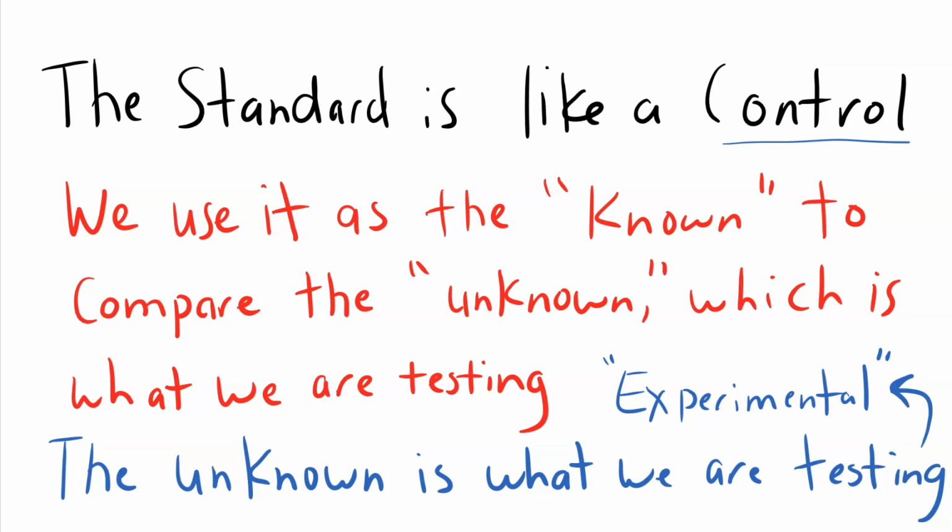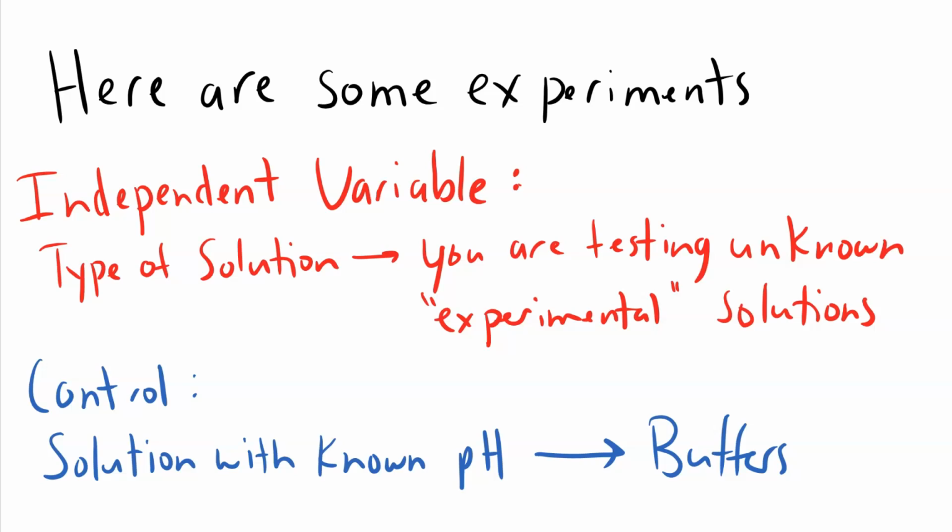So we don't know what color the unknowns will change, but we have already established the color of the known solutions, so we can associate certain pHs with certain colors. Okay, so the experimental test tubes will contain those unknown samples.